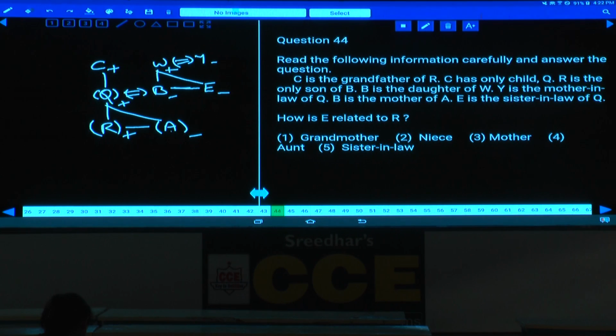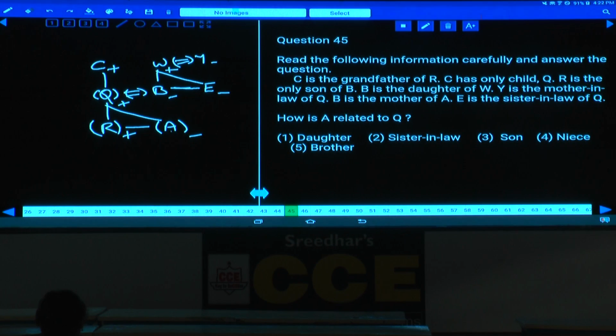Then 44, how is E related to R? Yes, tell me, how is this E related to R? R's mother, isn't it? Mother's sister. Mother's sister is aunt, that is choice 4. Then question number 45, how is A related to Q? Yes, so how is this A related to Q? Q's daughter. Q's daughter is A, choice 1.